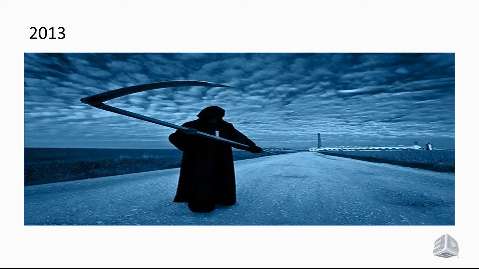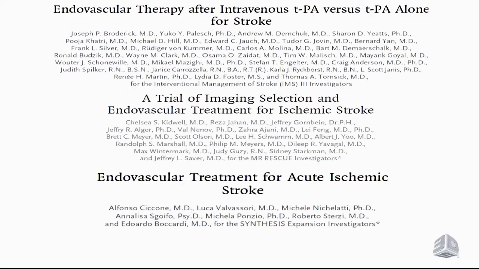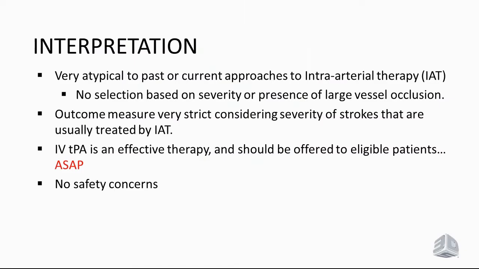And when you did a randomized trial and the results came out in 2013, the IMS-3 trial, the MR-Rescue trial, and the Synthesis trial, all published in the very prestigious New England Journal of Medicine, the risk was not increased. There wasn't any increased risk of intracranial hemorrhage, or statistically significant increased risk of intracranial hemorrhage, doing these maneuvers, but there also was not significant benefit. And again, everyone was just crushed.